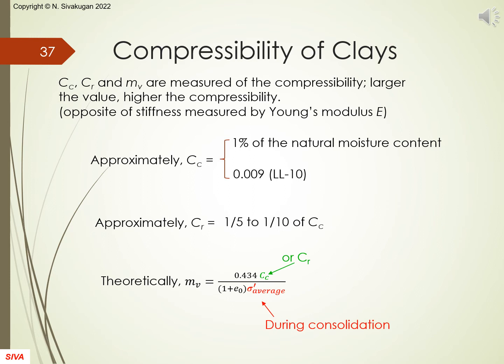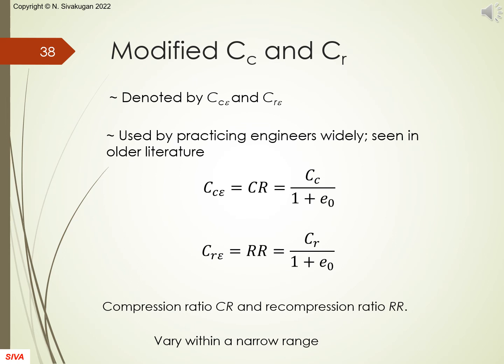Recompression index is generally 1/10 to 1/5 of the compression index. Modified compression index, also called compression ratio, is simply Cc on 1 plus e0. Similarly, modified recompression index or recompression ratio is Cr on 1 plus e0. Some practicing engineers prefer using these modified indices to eliminate the effect of e0 in the settlement calculations we will discuss shortly. These modified values vary in a very narrow range. For example, modified compression index varies in the range of 0.2 to 0.4.